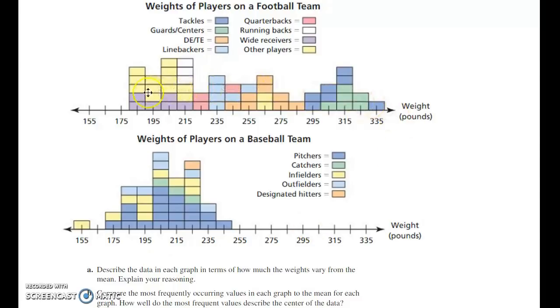Then also, do the weights in any way relate to the positions that these players play? Are pitchers always a particular weight? Are infielders a particular weight? What about on the football team? Centers and quarterbacks, defensive end, tight end. Notice how the weights are tied to those positions. So that's some things that you can analyze about this data and see how those are different.